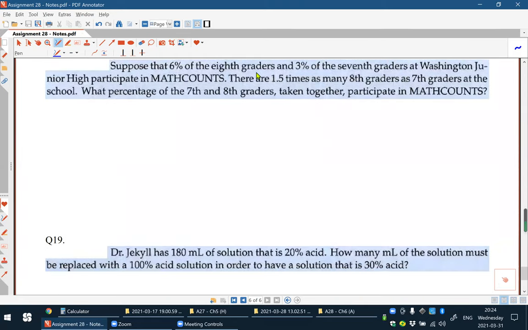Suppose that 6% of the 8th graders and 3% of the 7th graders at Washington Junior High participate in mass counts. There are 1.5 times as many 8th graders as 7th graders at school. What percentage of 7th and 8th graders taken together participate in mass counts?